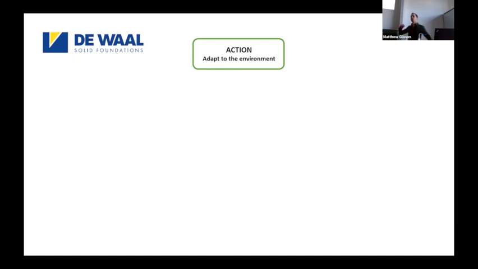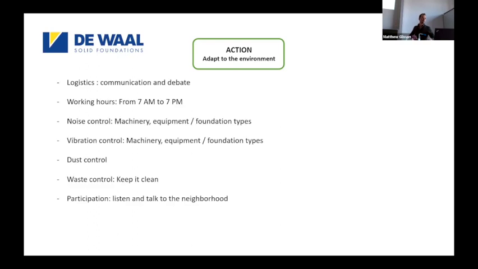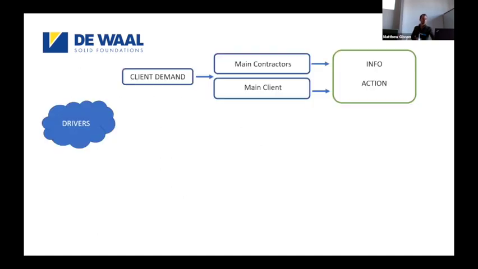Another thing we've grown to be more proactive in, rather than, well, it started with being active to client demand. That is, in our ways, we are adapting our works to the environment. So now, more and more from our own initiative, we are communicating to the client on logistics, how we're gonna get in the big machines, how we're gonna get them out, and how we're gonna do our logistics in the surroundings of the job site. Working hours, noise control, vibration control, dust control, all those things, waste control. And we're even advising our clients to communicate and talk to the neighborhood about our works. So that's a little bit our client as a main driver.